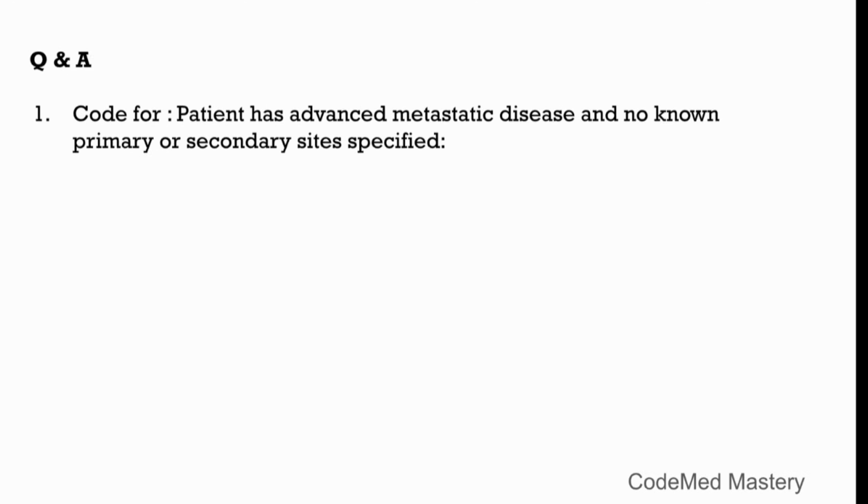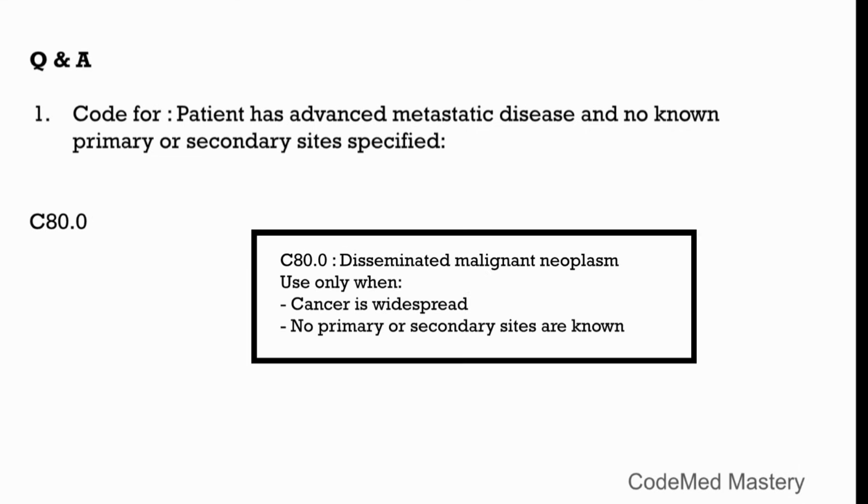So we have come to the end of the video. I have mentioned 2 questions. Let's try to solve. This is the first question. Code for a patient who has advanced metastatic disease and no known primary or secondary sites specified. So which code will we use for this case? It is C80.0. We already studied that if the cancer is widespread and no primary or secondary sites are known, then we'll use C80.0.